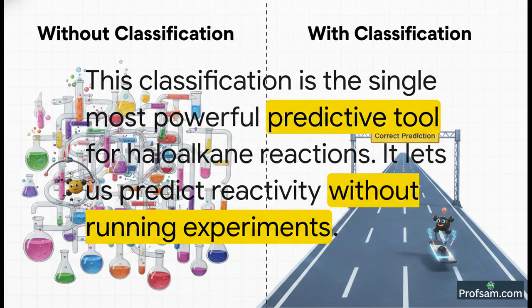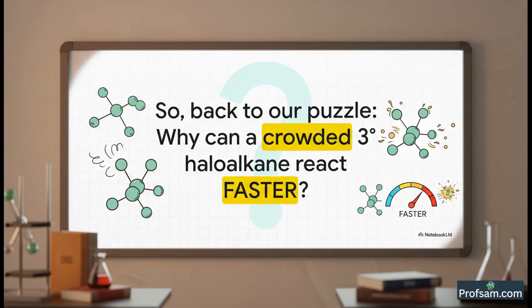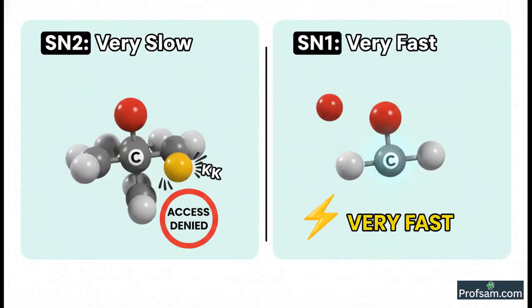It's a fantastic shortcut. Okay, let's come back to our opening puzzle. If a tertiary haloalkane is so crowded and so blocked, how on earth can it react faster than a wide-open primary one? So, you might think that because it's crowded, it should just be less reactive overall. But here's the twist. Tertiary haloalkanes are very slow for one reaction type, the SN2, but they are extremely fast for another type, the SN1.